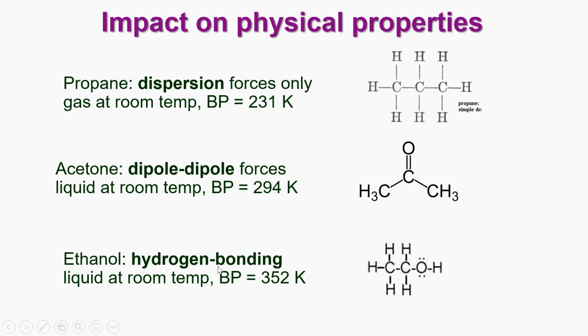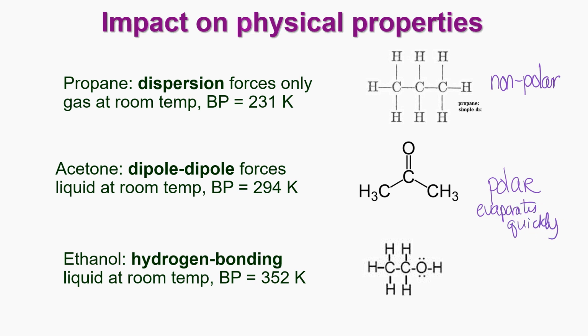Again, we can see the one with the hydrogen bonding has the highest boiling point of them all. Propane, which is nonpolar, is the same all the way around; it's totally symmetric. It only experiences dispersion forces, which are relatively weak, so it has a lower boiling point. It is a gas at room temperature. Acetone is polar. It is a liquid at room temperature, but it evaporates fairly quickly.